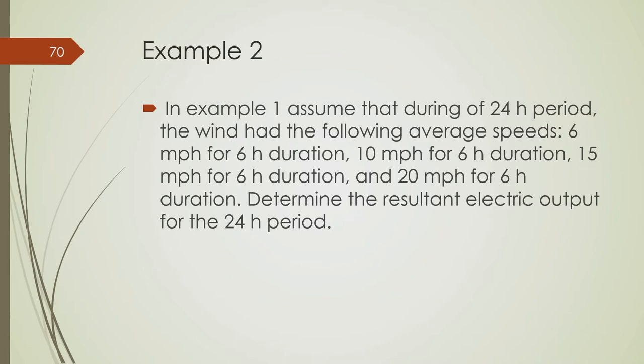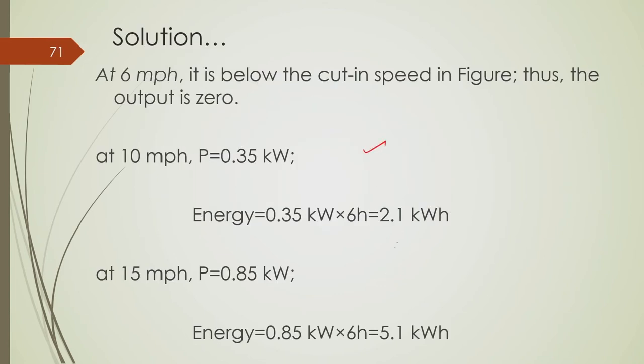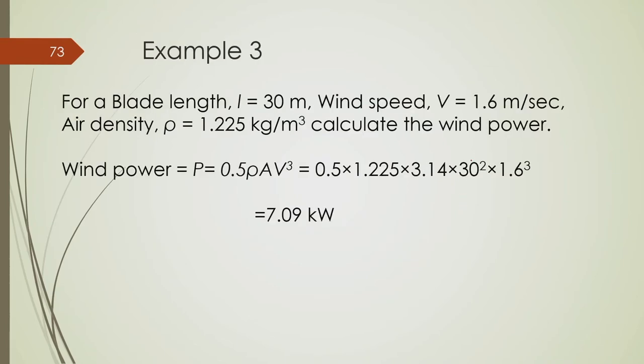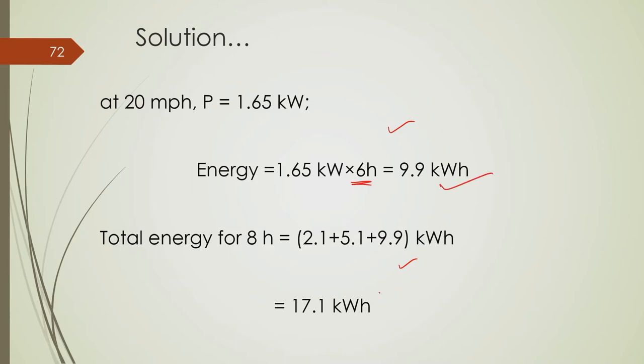Now, there is a similar problem where the duration is 24 hours and the wind speeds are given in different durations: 6 mile per hour for 6 hours, 10 mile per hour for 6 hours, 15 mile per hour for 6 hours and 20 mile per hour for 6 hours. We are supposed to determine the total energy available in the wind. That can be done in a similar way; only the duration is changed. So, you multiply by 6, and if you sum up all this energy, you will get the total energy available in the wind in a particular day.